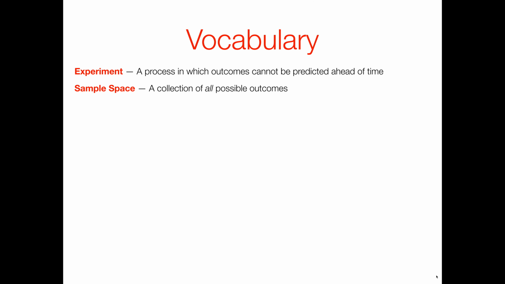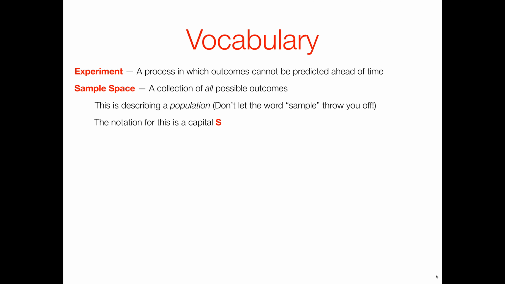Next up is sample space. The sample space is a collection of all possible outcomes. Note that this is describing a population because we said all possible outcomes. When you have everything, when you have all of it, that's a population. Don't let the word sample throw you off. The notation for this is a capital S. So this isn't a symbol that I would ask you about on an exam. I'm not going to put a lowercase s and a capital S and make you distinguish between the two. But remember, lowercase s is the sample standard deviation, capital S is our sample space.